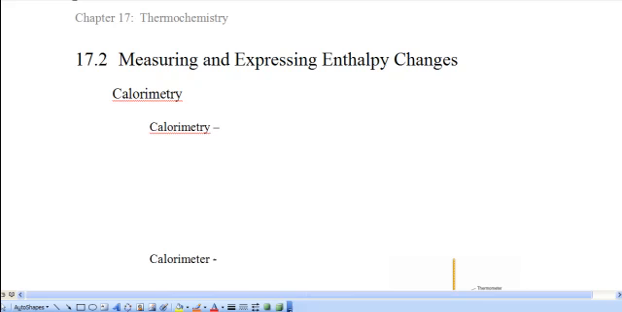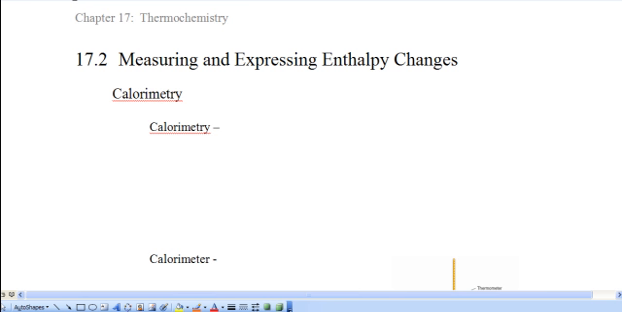And welcome to 17.2, where we're going to be talking about measuring and expressing enthalpy changes. In this particular section, we're going to do exactly that. We're going to introduce you to the idea of calorimetry. We're going to talk about how we know how much energy gets transferred from one object to another. And then we're going to also talk about how we write out what are called thermal equations. Okay? So let's go ahead and get started.